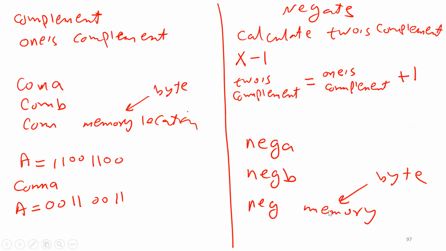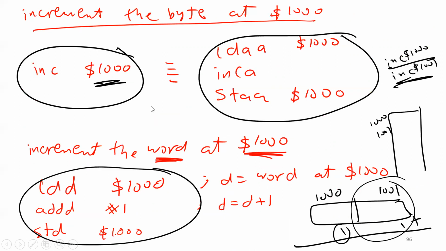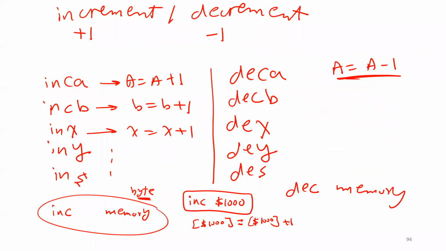So anyway, let's come to complement. I finished increment and decrement, by the way. We don't have many, so that's all we have here: increment A, decrement A, increment B, decrement B, increment X, decrement X, increment Y, decrement Y, stack pointer, and then you can increment a byte in a certain memory location, or decrement a byte in a certain memory location.